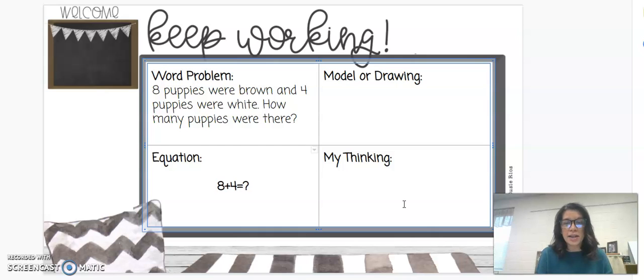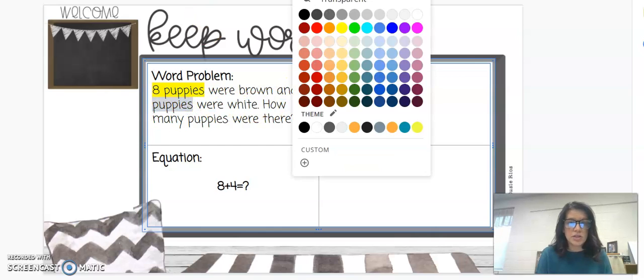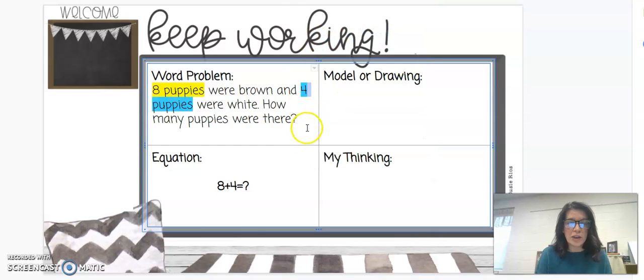So, I know in the beginning that there were 8 puppies. So, I'm going to highlight 8 puppies a different color to show the beginning, to help me remember. We're going to make it yellow. I also know that in the middle, there were 4 white puppies. So I'm going to highlight that blue. Yellow shows me the beginning, blue shows me the middle.